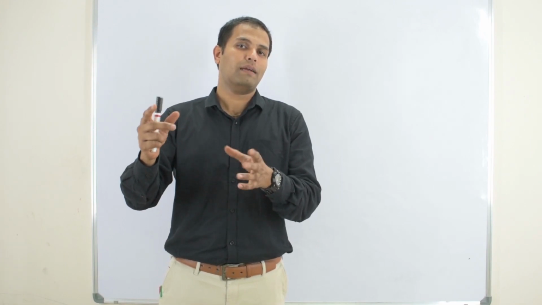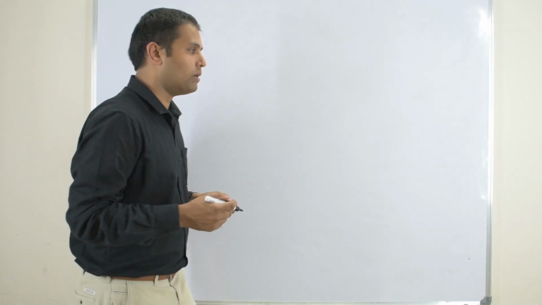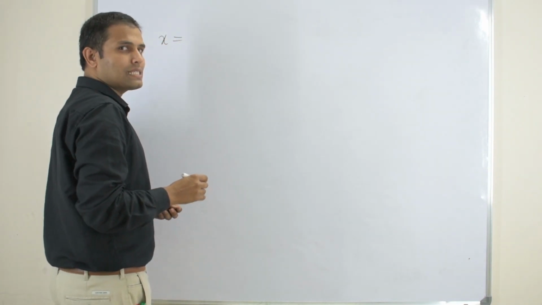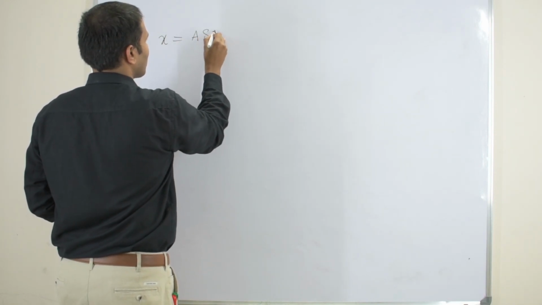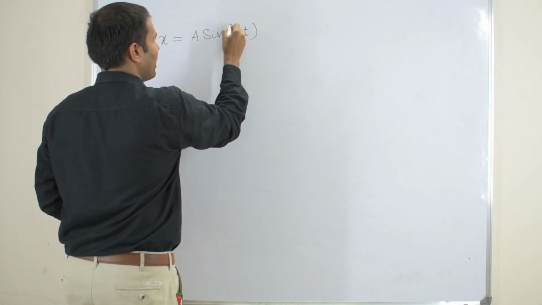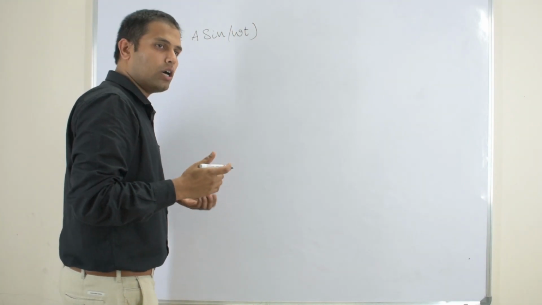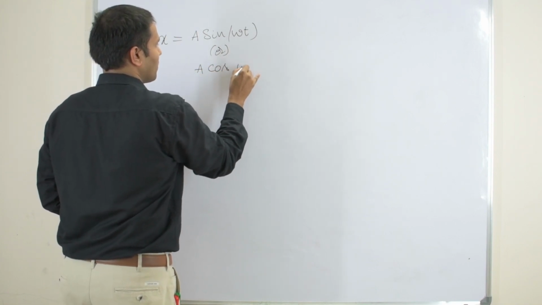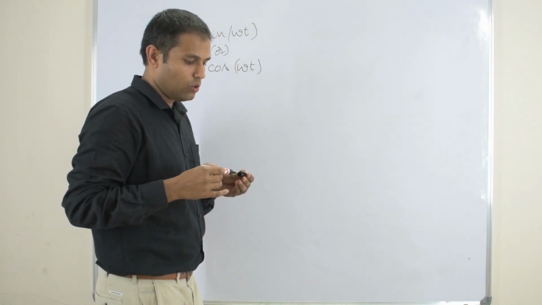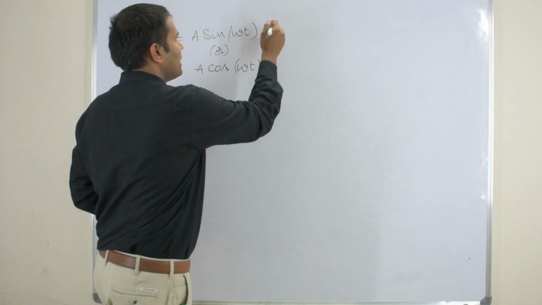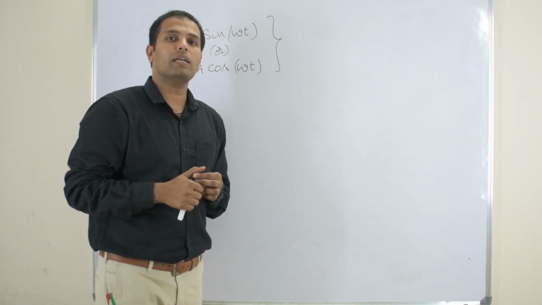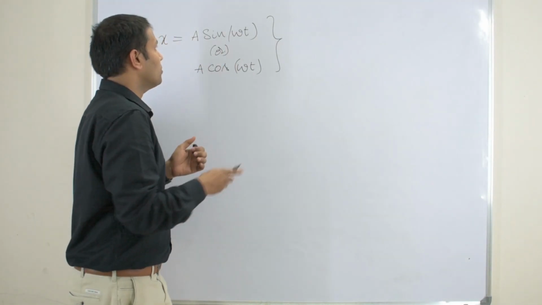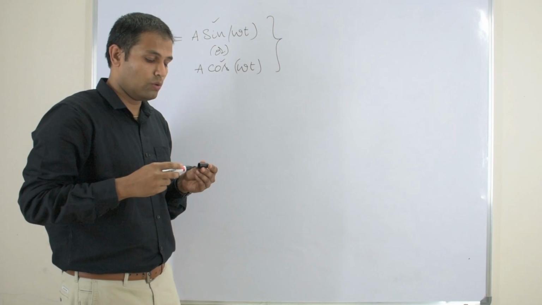At any given point of time t, the displacement of that particular simple harmonic motion can be represented with x equals a sine omega t, or a cos omega t. So, by these two equations, you can represent the simple harmonic motion. Now you may ask: Sir, why are you using only sine and cosine?